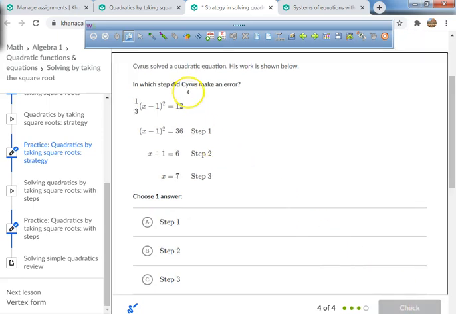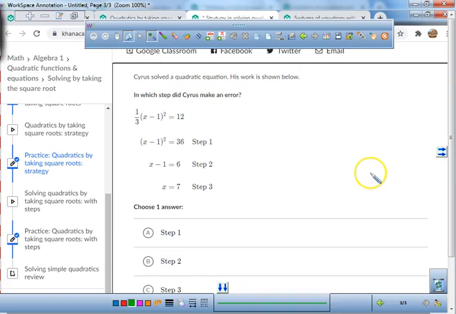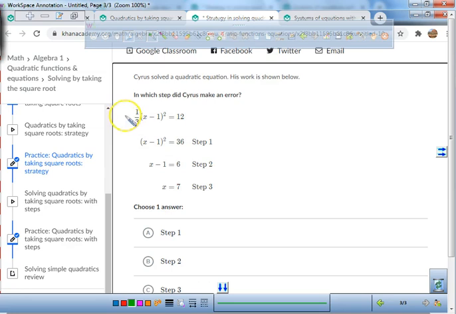In which step did Cyrus, my apologies, Cyrus, please don't hate me. All right, so here we go. So I'm not going to make you guys write down everything on this one. What I'm going to do is let you know exactly what should have happened. In step 1 right here, we should have taken a 3 and multiplied both sides by 3, and that's this step right here. So step 1 is looking good, okay?